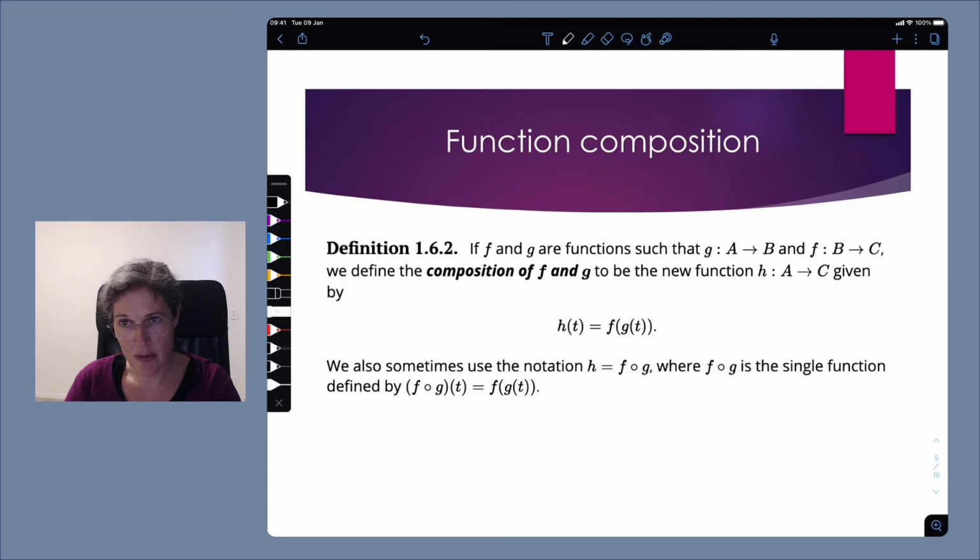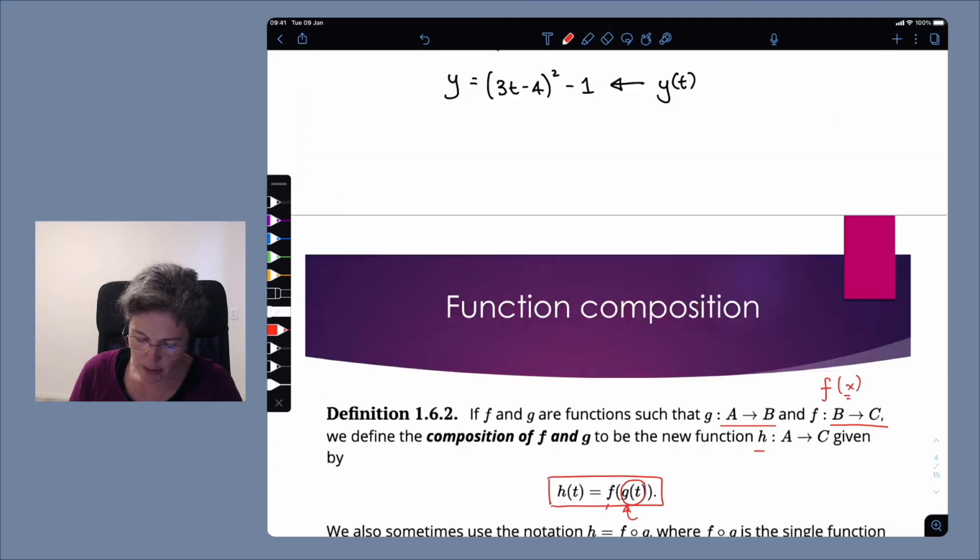You'll see that I've already used a little bit of this notation, but our formal definition says that if we've got functions f and g such that g takes inputs from set A and maps them to outputs in set B, and f takes inputs from B and maps them to C, we can define what's called the composition of f and g to be this new function h, which is given by this thing over here, which might look like it's got way too many parentheses, but it's actually quite helpful. Remember, f is probably a function of x, but what we're doing over here is replacing every time that we see an x in our definition of f with whatever our function g of t is. So that's exactly what we did in this example here.